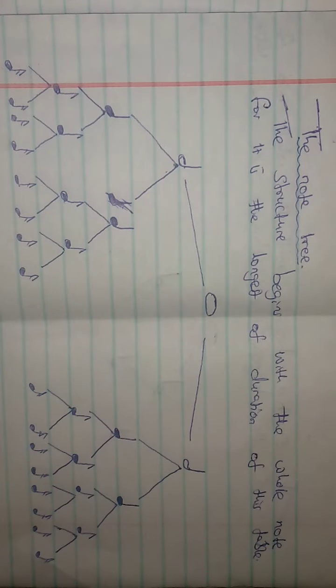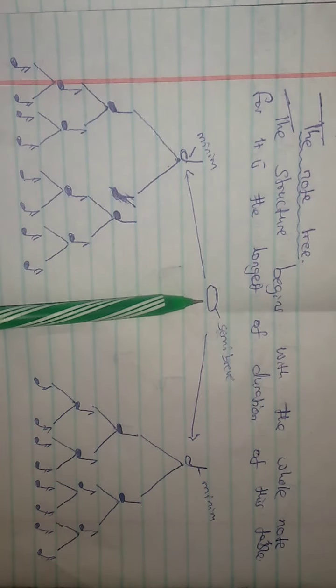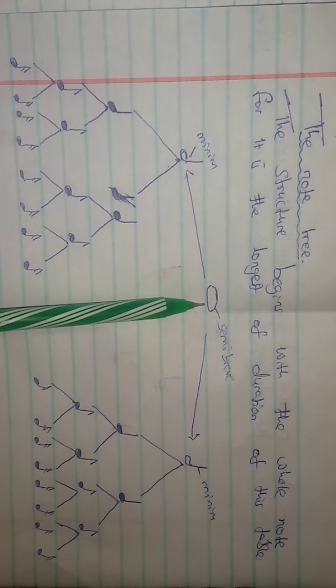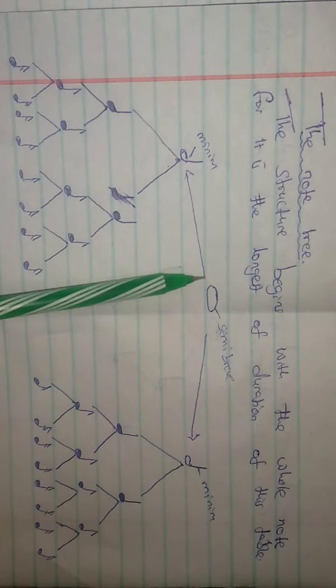Let's take a look at the note tree, whereby we can see that the structure begins with the whole note, for it is the longest in duration of this table. From the semibreve, which is the longest of the duration, we can see that it branches into 2 minims, meaning that a semibreve is made up of 2 minims. So addition of 2 minims results to a semibreve.